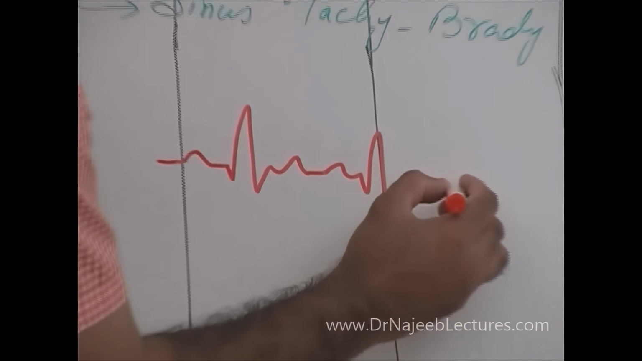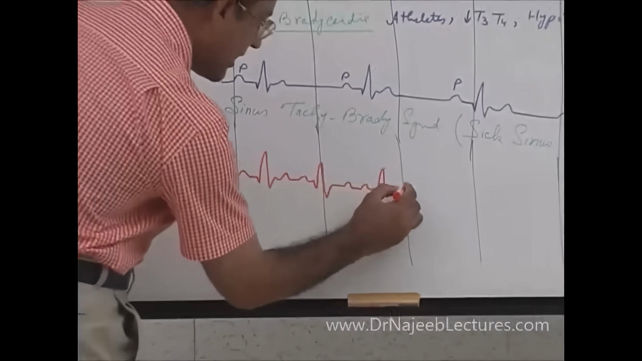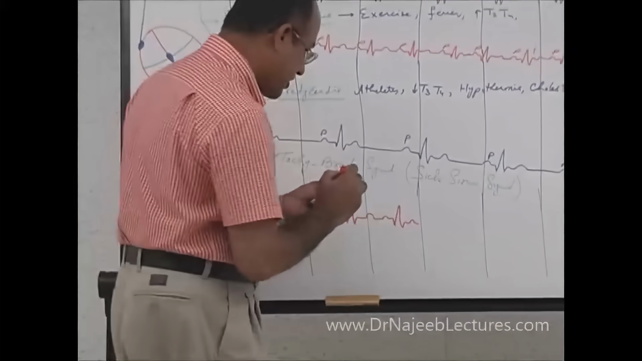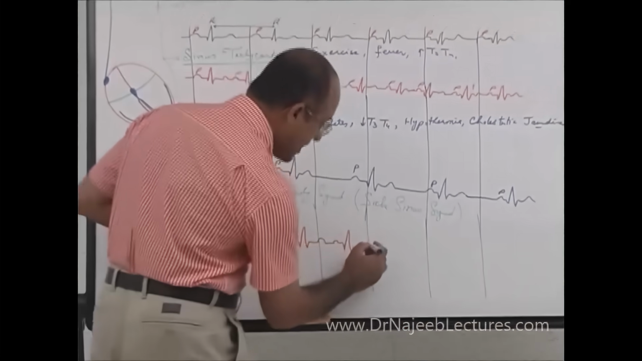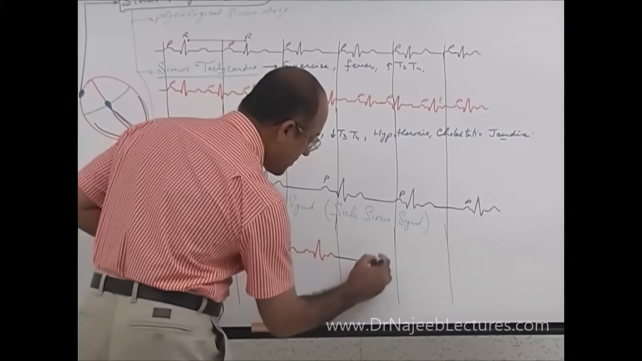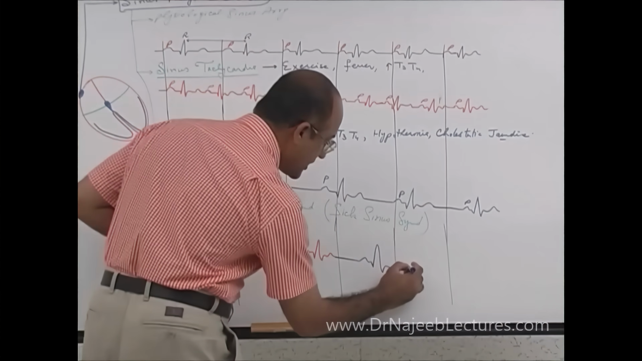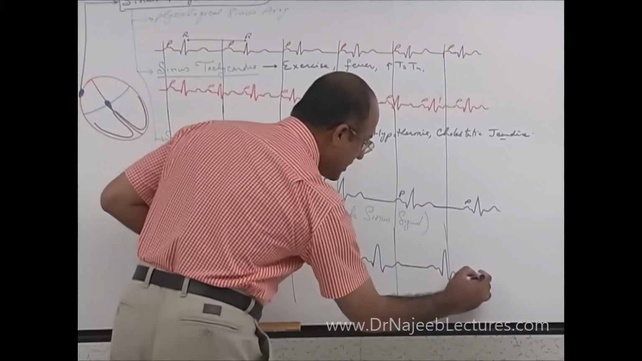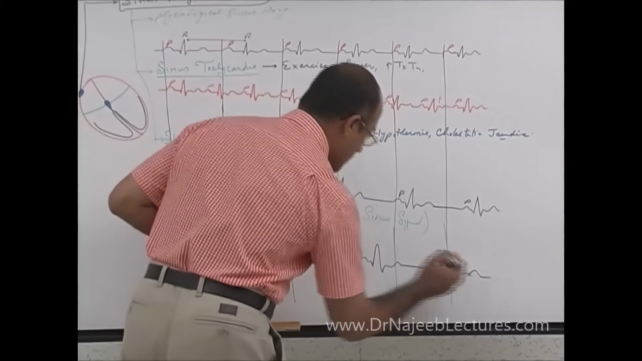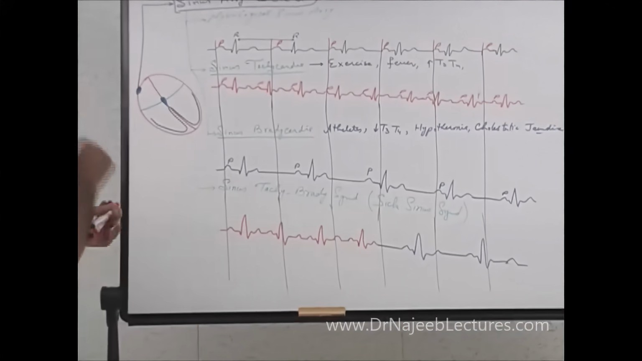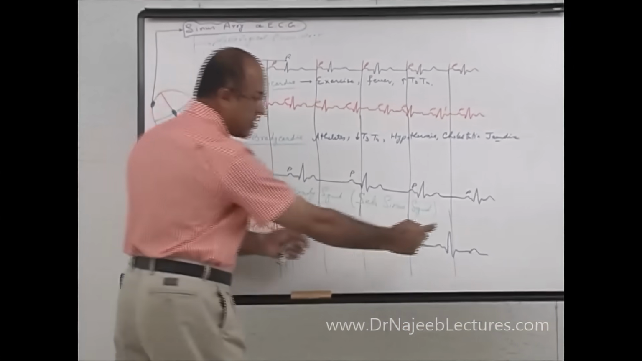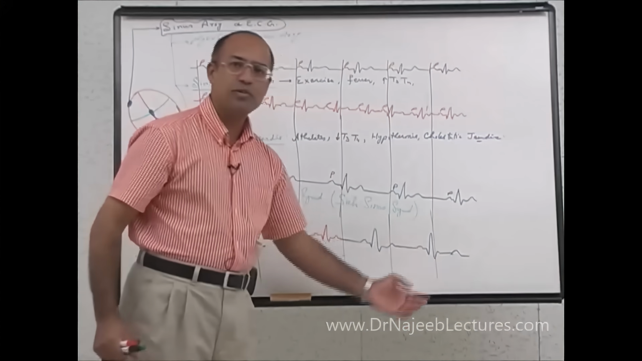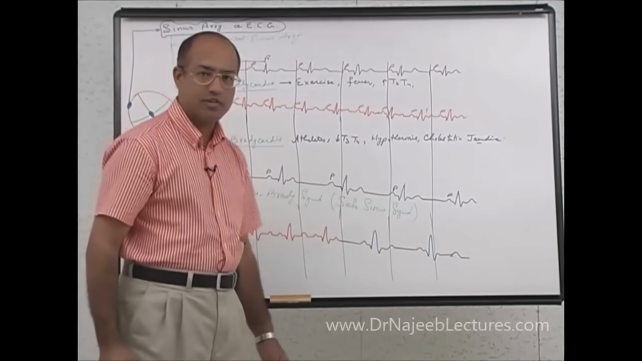and then the SA node suddenly starts firing at a slower pace. So then of course heart rate for that very piece of time will be less than normal. So we can say this is a patient who is having tachycardia-bradycardia syndrome, or simply we can call this patient has sick sinus syndrome.